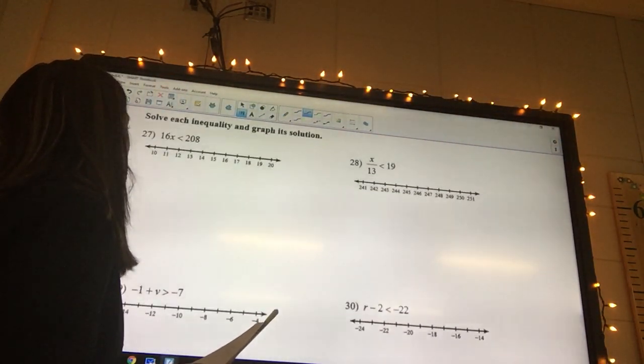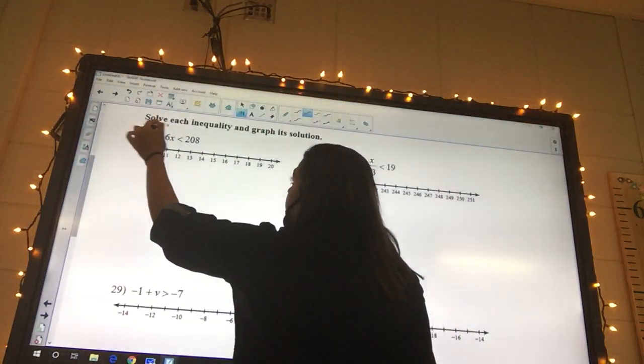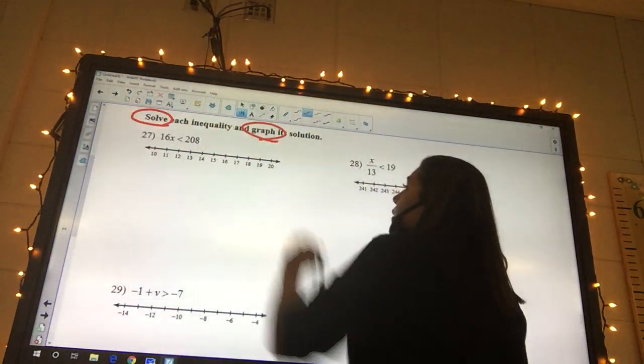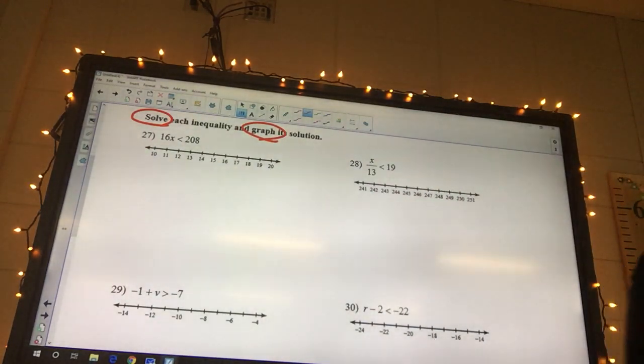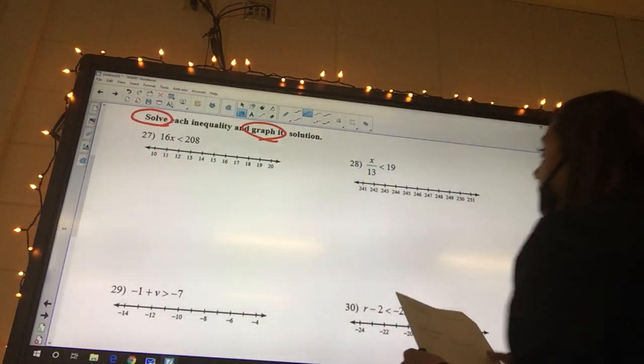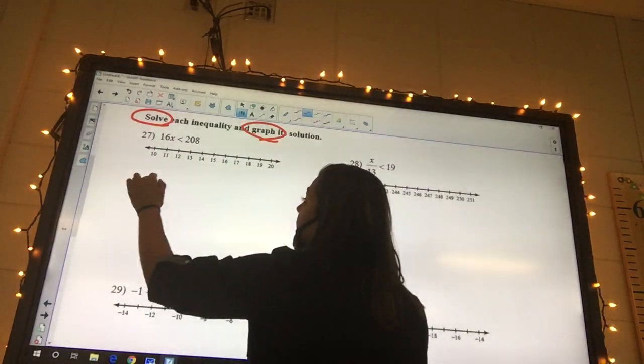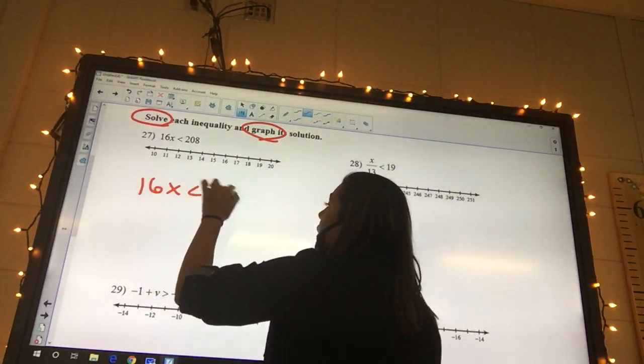Okay, the next section says solve each inequality and graph its solution. So somewhere on here, circle and circle. If you forget to do one, you're screwed. So you should have an answer, like n equals something, and you should have a graph. Okay? So do not forget to. So do you want me to do 27 or 28? 27. 27? So I got 16x is less than 208.